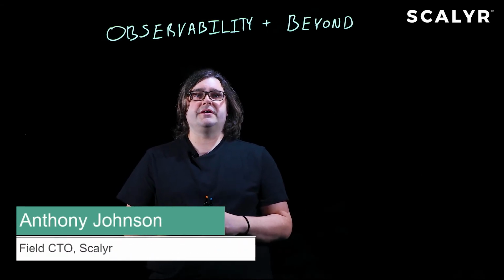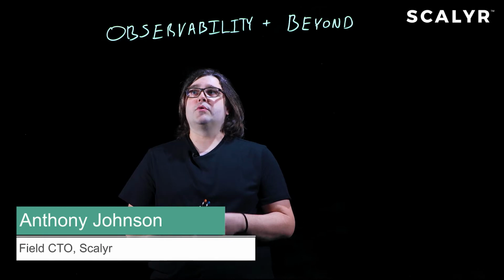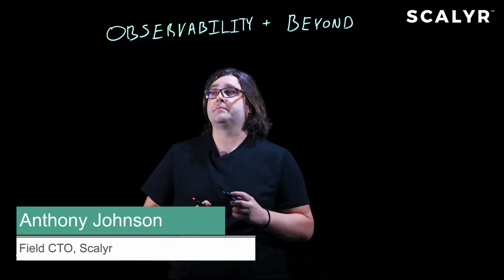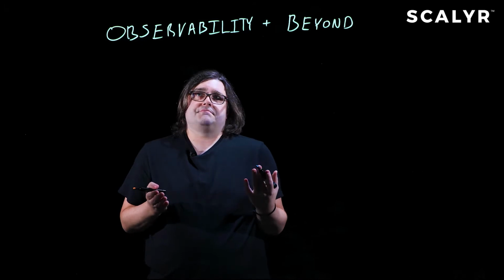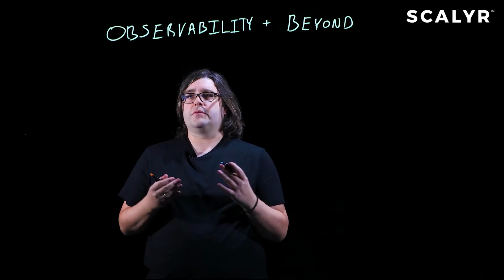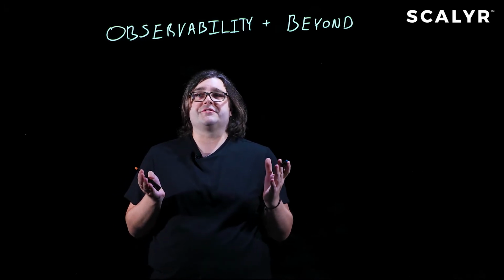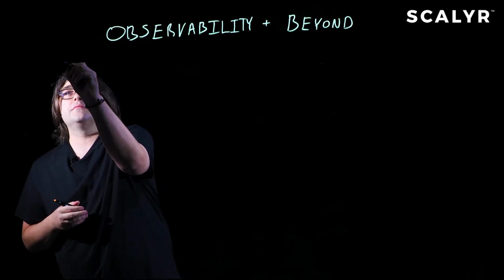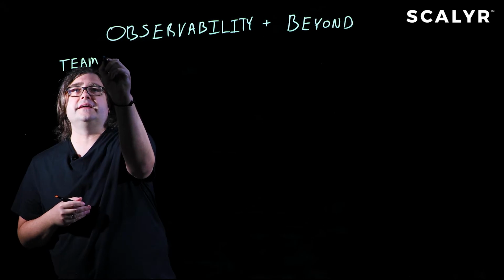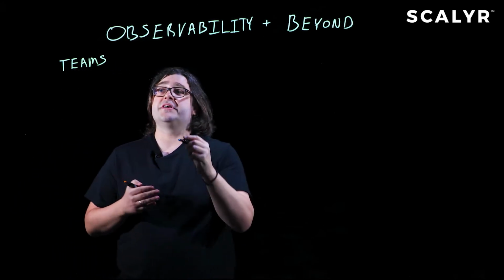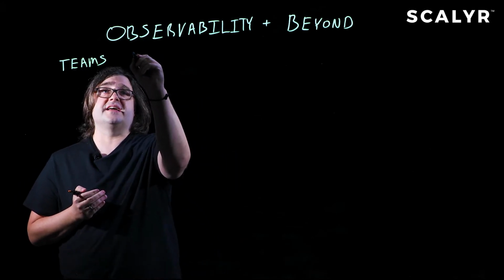I am the field CTO at Scalar, and today I want to talk about observability and beyond. So to get started with observability, we really need to start with the challenges observability presents. And I want to look at this from a company perspective. So we start out, like most things, with where does the data come from? And ideally, if you're a company of departments, you're going to have teams, departments where this data comes from.